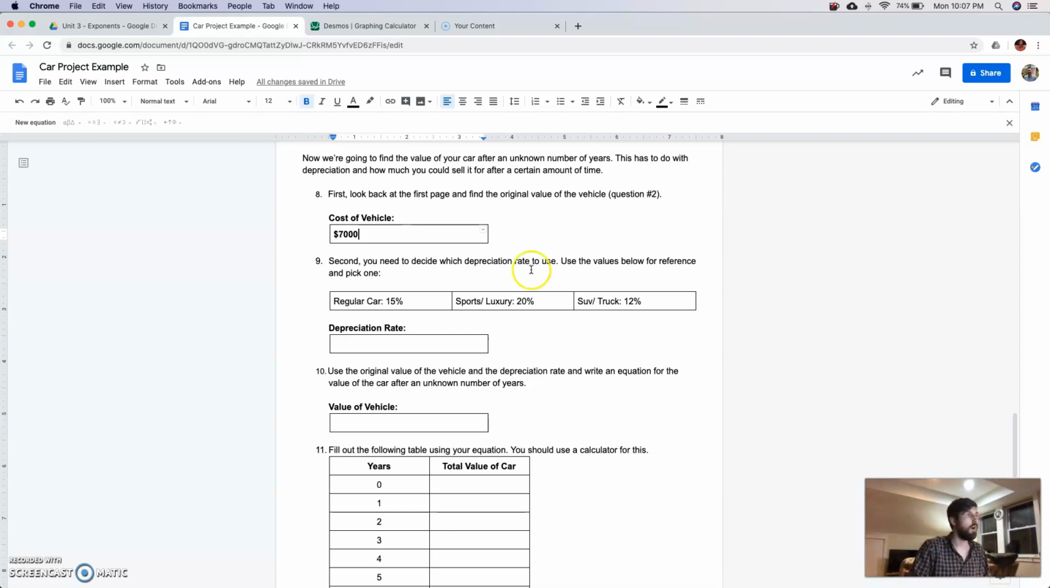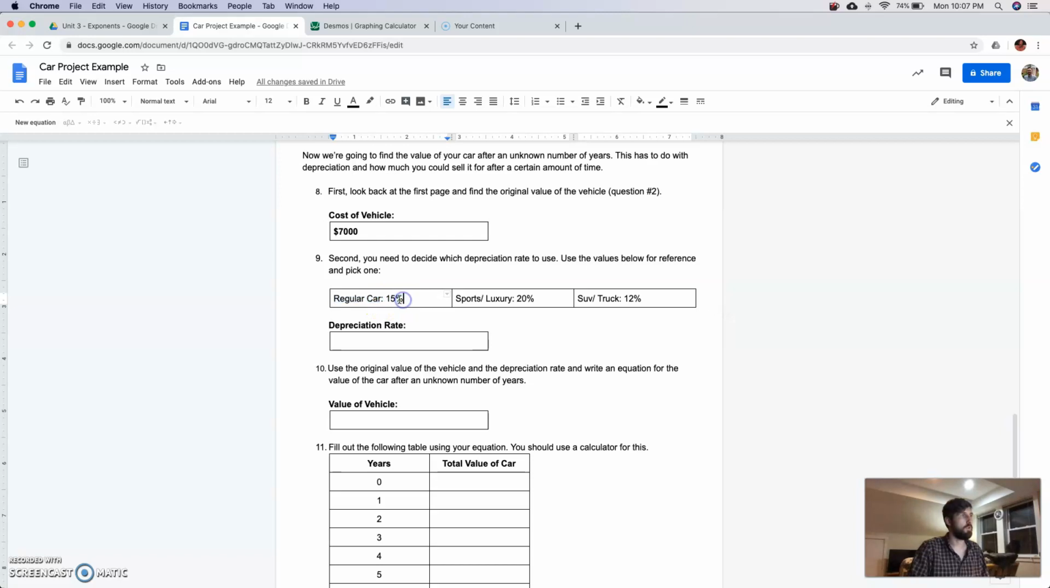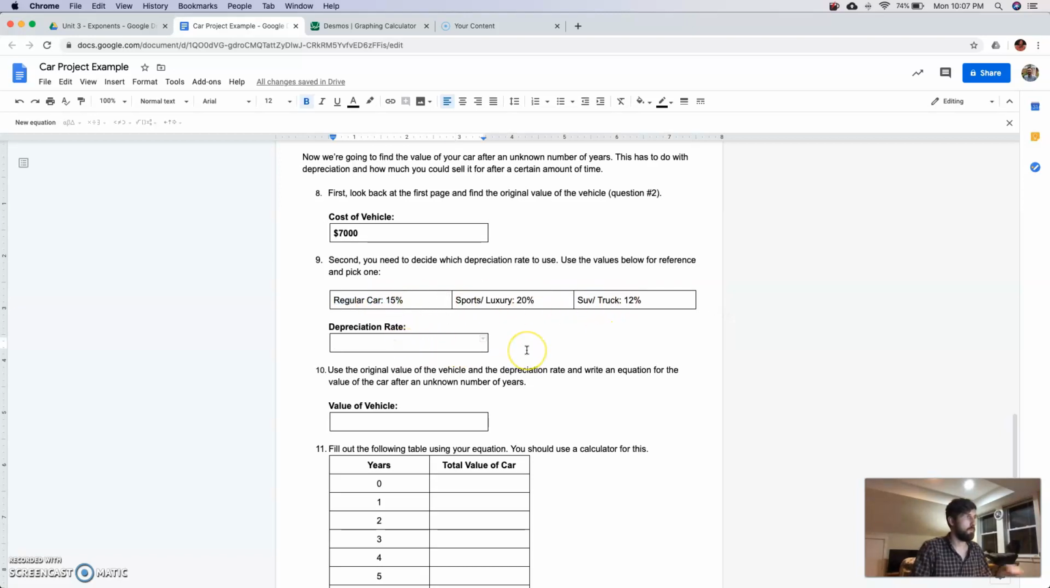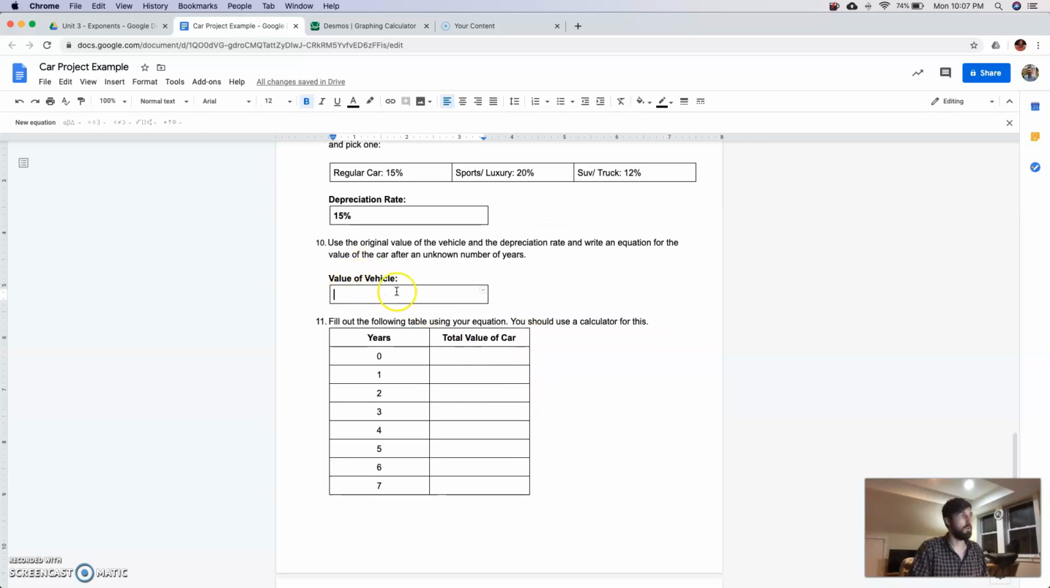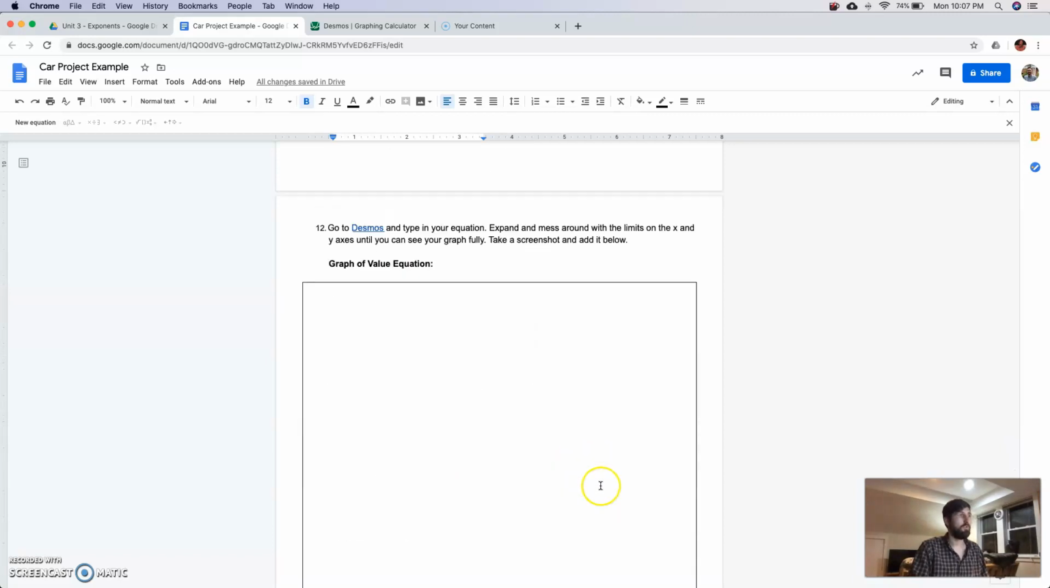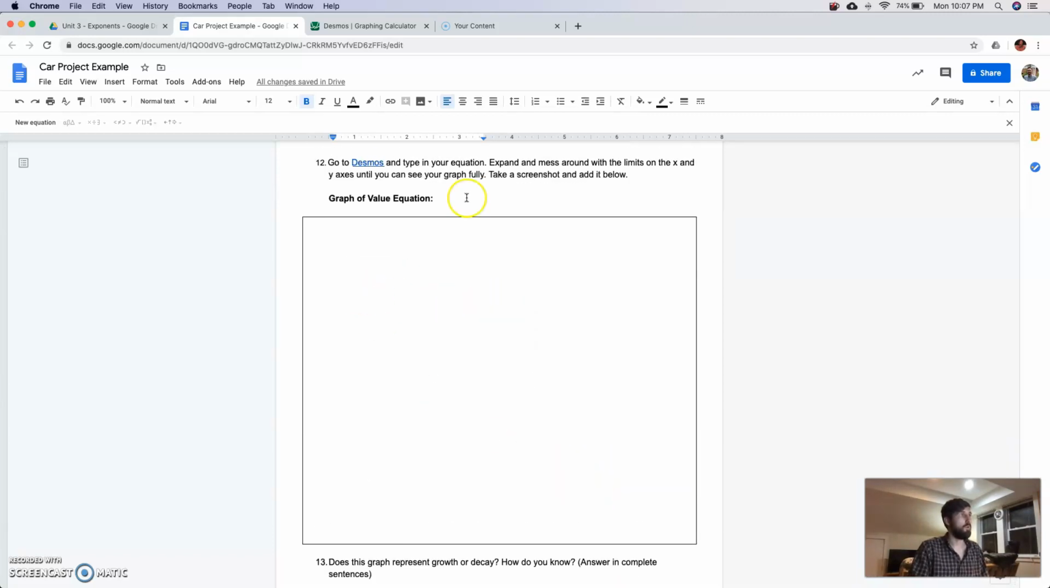The value's gone down. So depending on what kind of vehicle you have, I have a regular car. It's just a Toyota Camry, but depending on what kind of car you have, you'll use one of these 3 rates. So my rate is going to be 15%. And then please take that rate and plug it into that function and make a function out of that. So I'm not going to write the equation again. It's basically the same as before, just this time it's going to be minus. So use that to calculate the value of the vehicle, fill out a table, and of course, graph the equation.